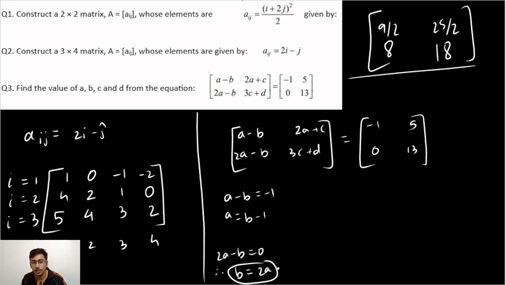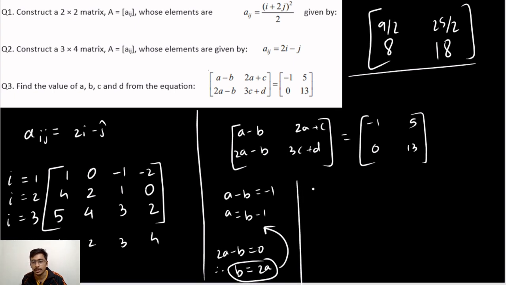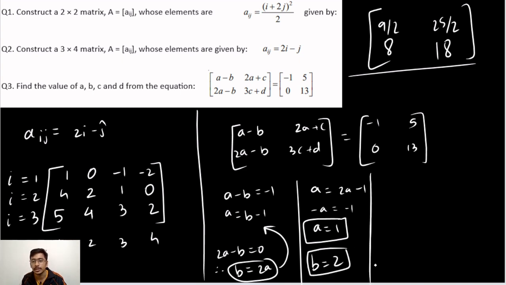Okay, I could simply substitute it in this equation here to get the value of A, and then what I'll get is A is equal to 2A minus 1. So minus A is equal to minus 1, so A is 1. So if A is 1, then B is 2. So I found the values of A and B. Let me put it in the 1 cross 2 element. So 2A plus C is 5. So I can say 2 plus C is 5, so C is 3.